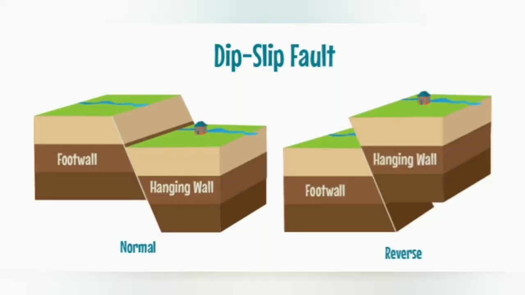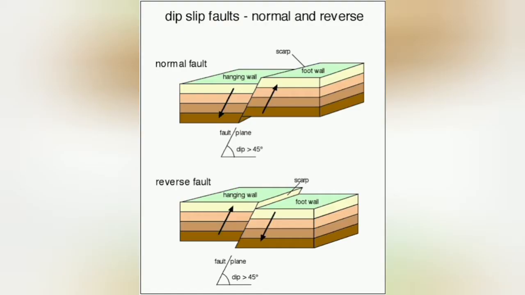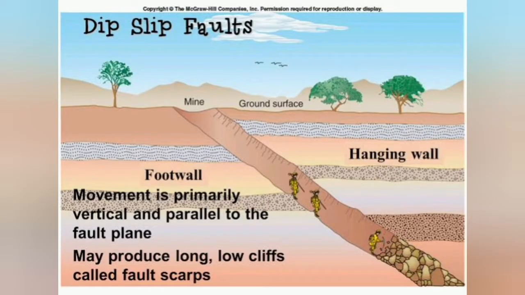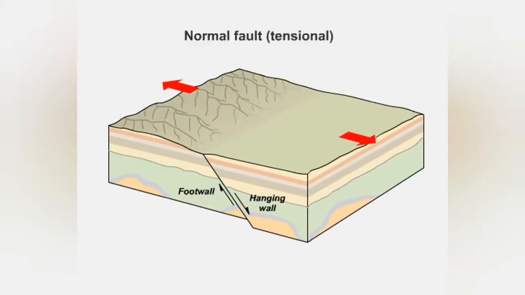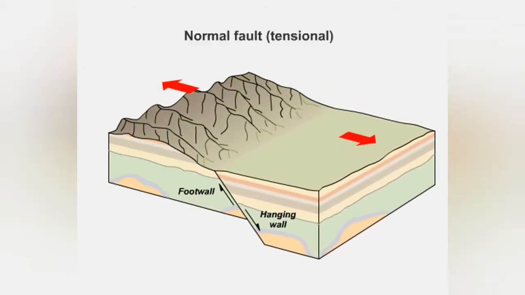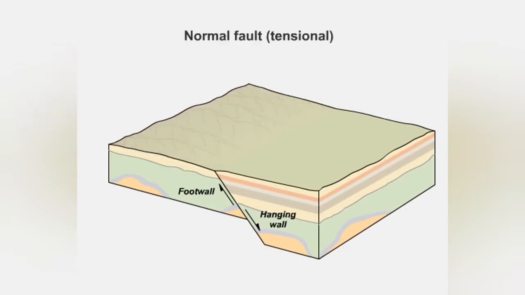Dip slip faults are inclined fractures where the blocks have mostly shifted vertically. If the rock mass above an inclined fault moves down, the fault is termed normal, whereas if the rock above the fault moves up, the fault is termed reversed. A thrust fault is a reversed fault with a dip of 45 degrees or less. Normal dip slip faults are produced by vertical compression as Earth's crust lengthens. The hanging wall slides down relative to the footwall.